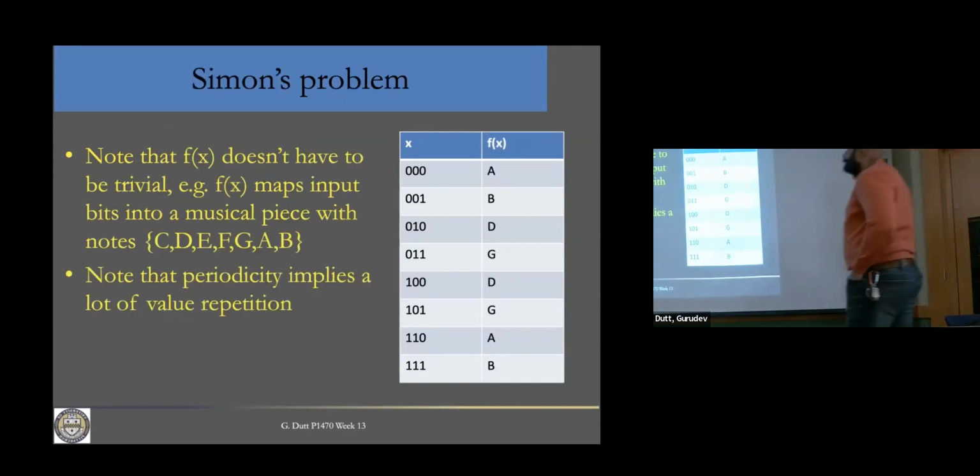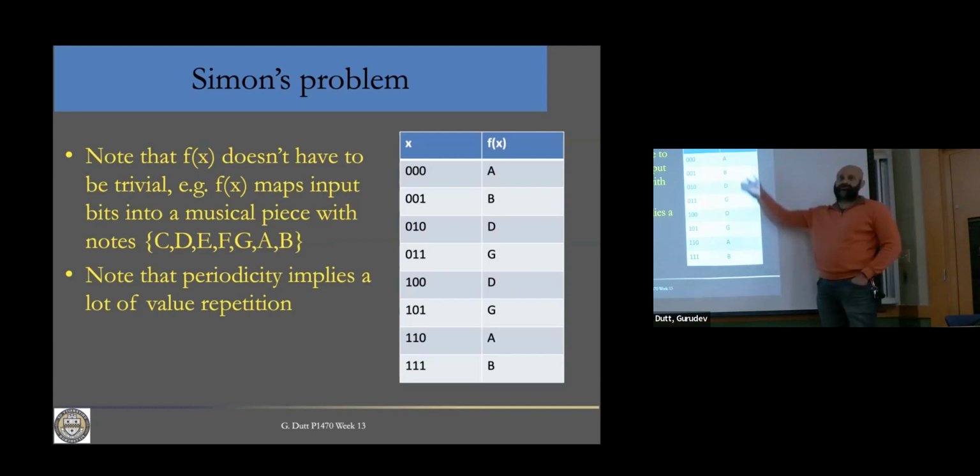And I'll just give an example here. f of x doesn't have to be trivial, right? So I may map the input bits into some musical piece with some notes, and this musical piece repeats with some pattern. And the pattern is not known to you. You just get some notes coming out of the instrument, the function. I just took the key of C here, and then it just starts putting out some notes for you.